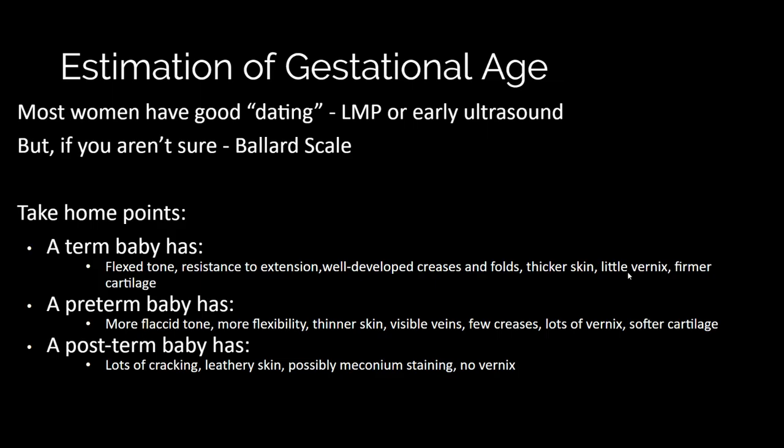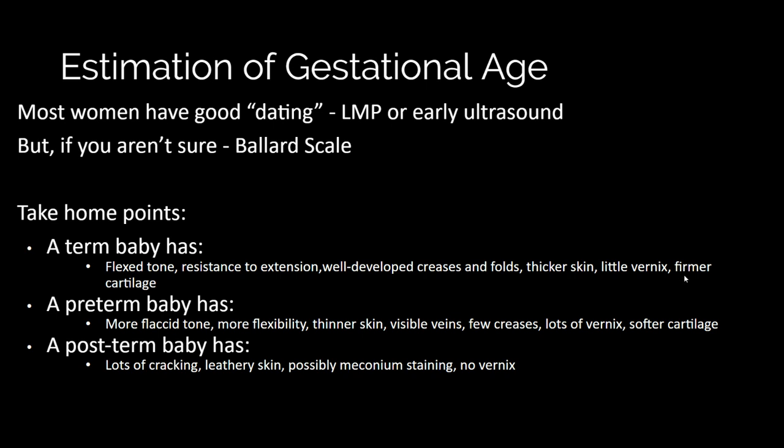Babies who are term will have some vernix, but it will be mostly in the creases. You'll see it in the folds of the neck. You'll see it in the armpits. You'll see it in the back of the knees. You'll see it in the elbows. But those preterm babies or even early term babies, 37 weeks or so, will have more vernix.